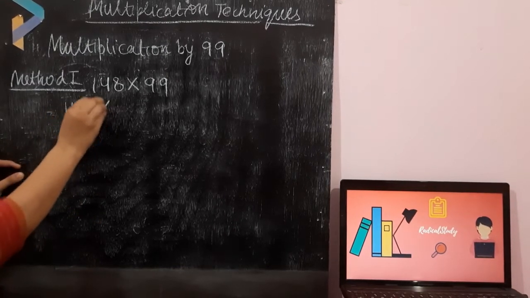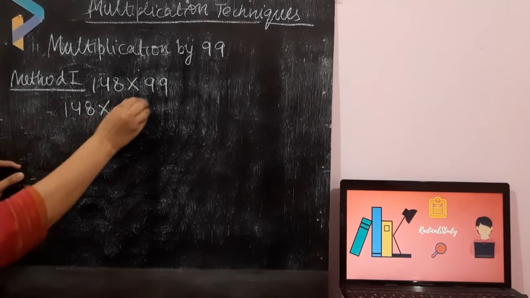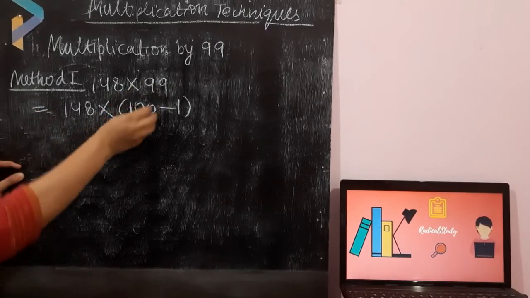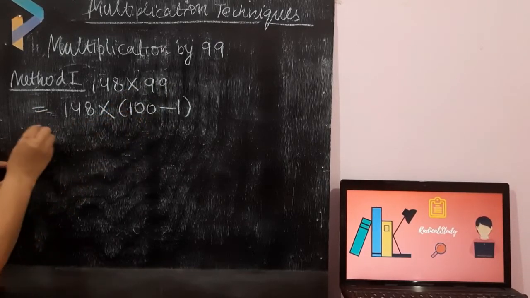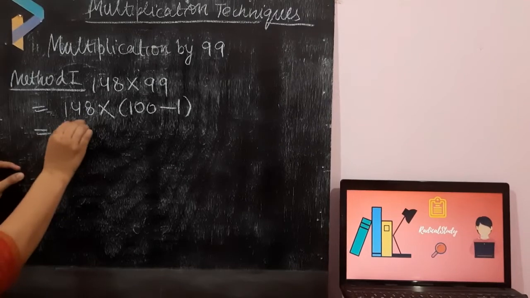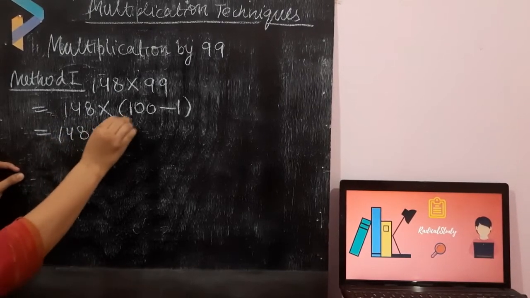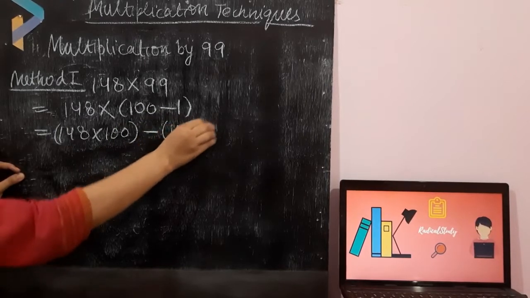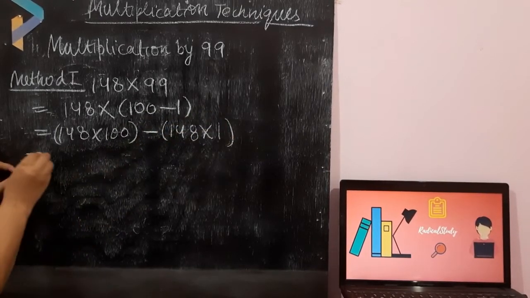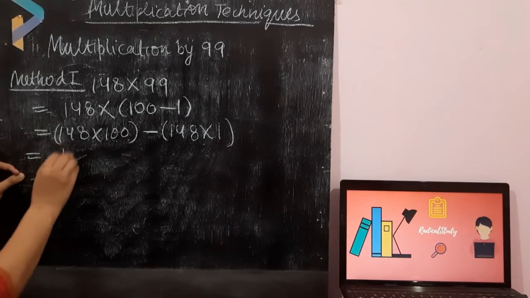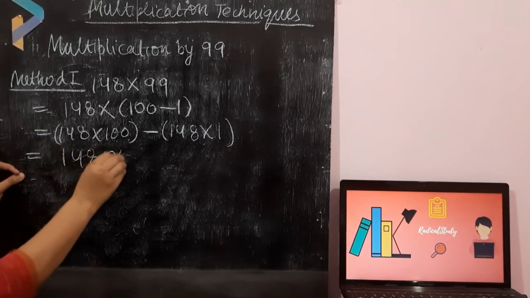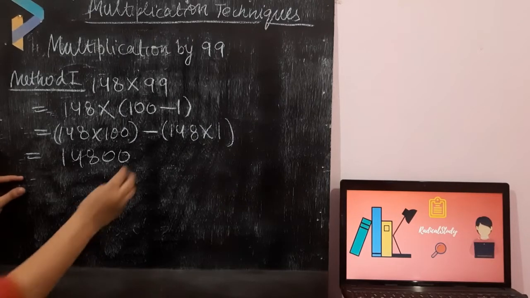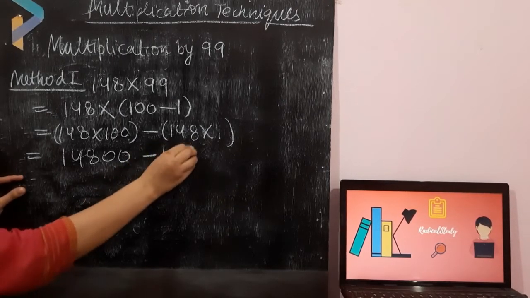So it will be written as 148 within brackets multiplied by 100 minus 1, because we can write 99 like this. Now 148 will be multiplied by 100, and with a subtraction sign 148 will be multiplied by 1. So as I told you, just count the number of zeros. It will be 14,800.